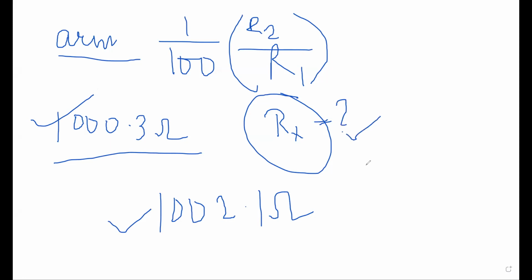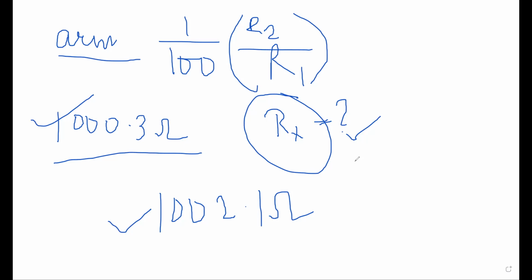So you have to find the value of Rx. You know the formula of Rx. I'm repeating the question again. A Wheatstone Bridge has a ratio arm of 1 by 100, R2 upon R1. At first balance, R3 is adjusted to 1000.3 ohm and the value of Rx is then changed by temperature change. The new value of R3 to achieve the balance condition again is 1002.1 ohm. Find the change of Rx due to temperature change.